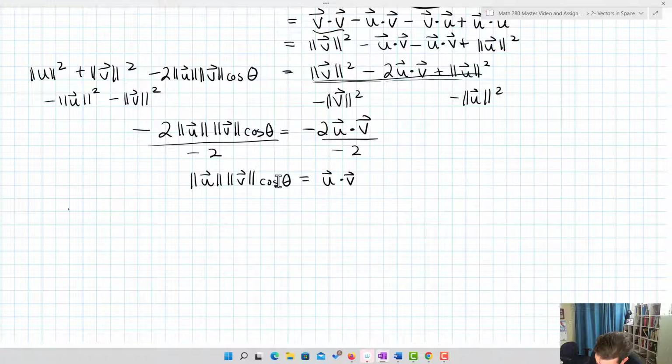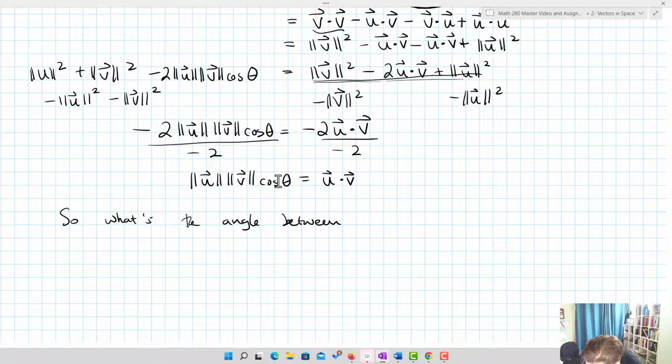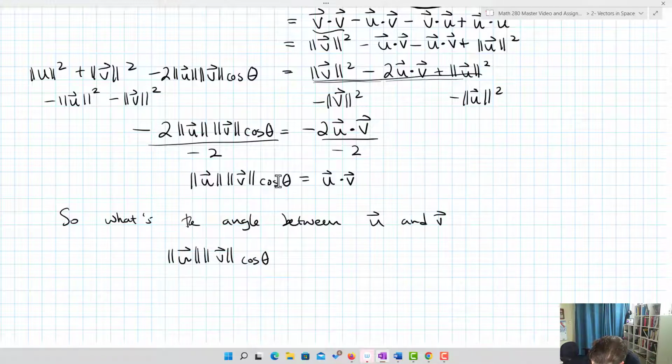Now, what's the angle between u and v? Well, it's sitting right there. All we've got to do is a little bit of algebra and some dot producting. So we'll take this. We've got u times v magnitude cosine theta equals u dotted with v.